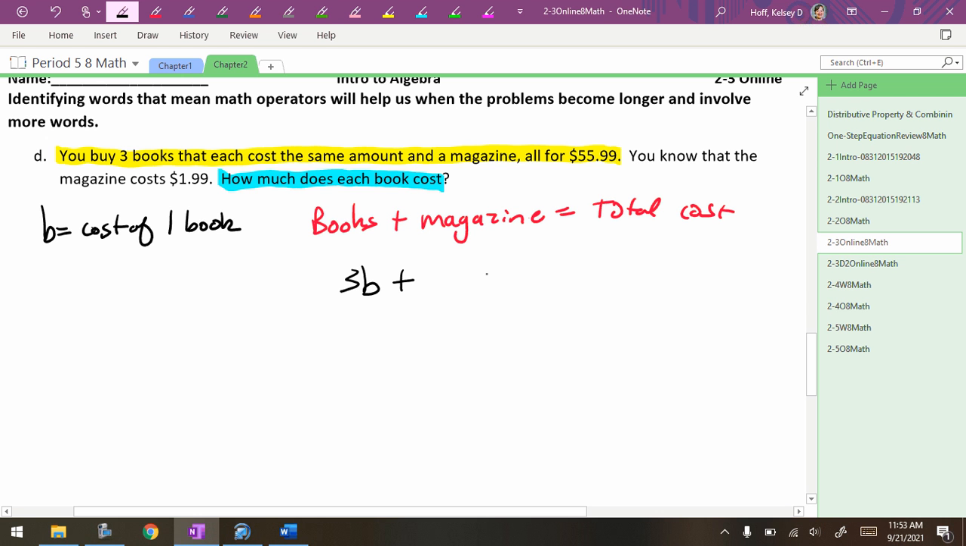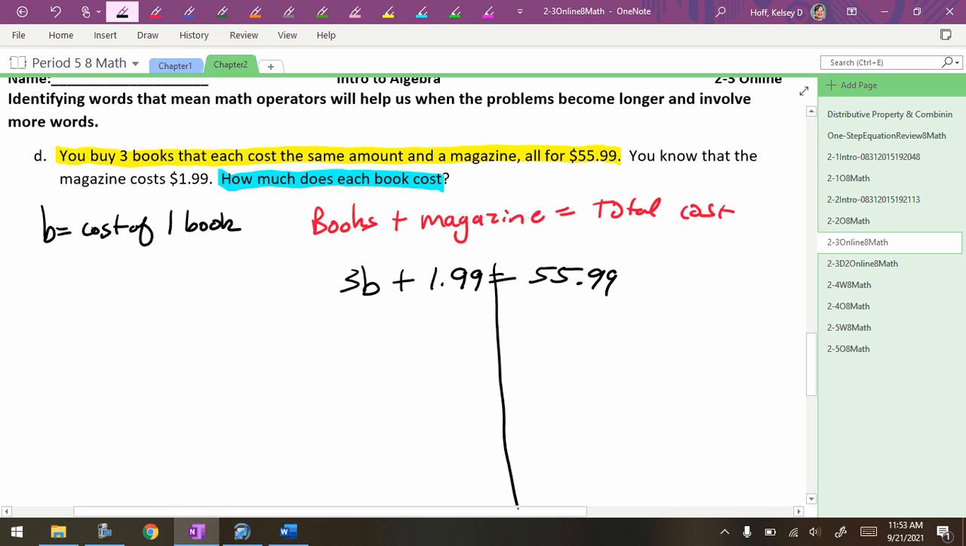And how much is the magazine? Yep, read a little bit further. The magazine costs $1.99. That'd be a really big curveball if they didn't give us that, wouldn't it? What's your total cost? $55.99. This looks like an equation you had yesterday, agreed? This seems annoying to you, like, Miss Huff, why do I spend my time? Tomorrow it will help. So let me be annoying today and do this, because tomorrow it's going to be huge.